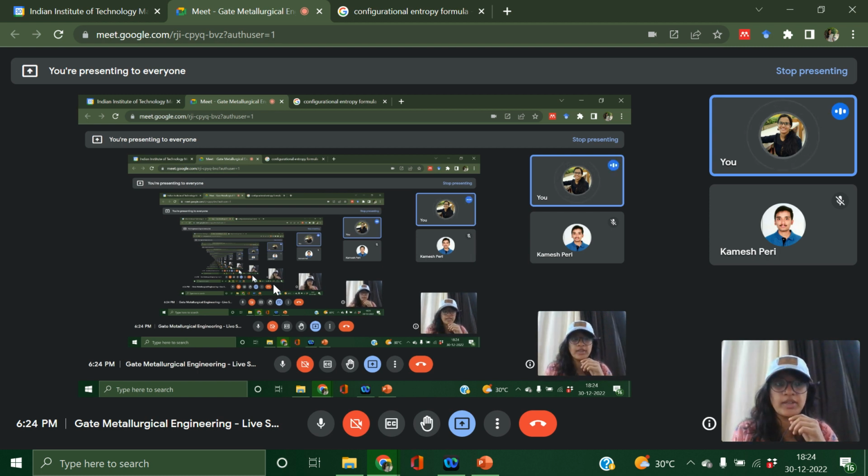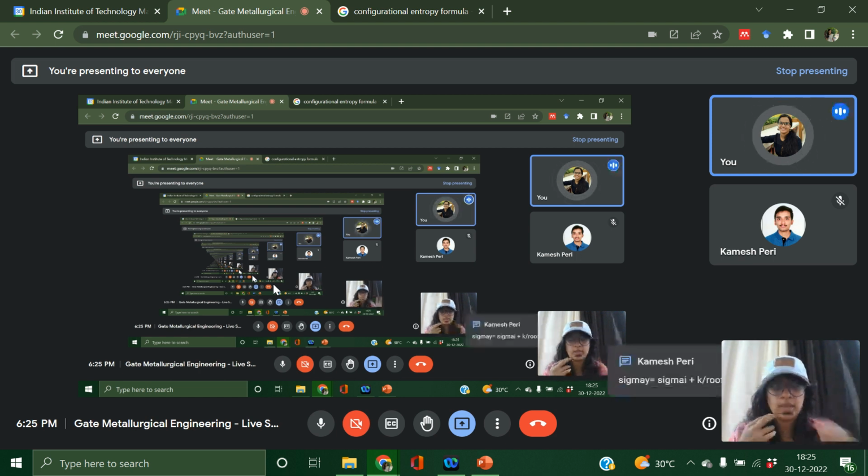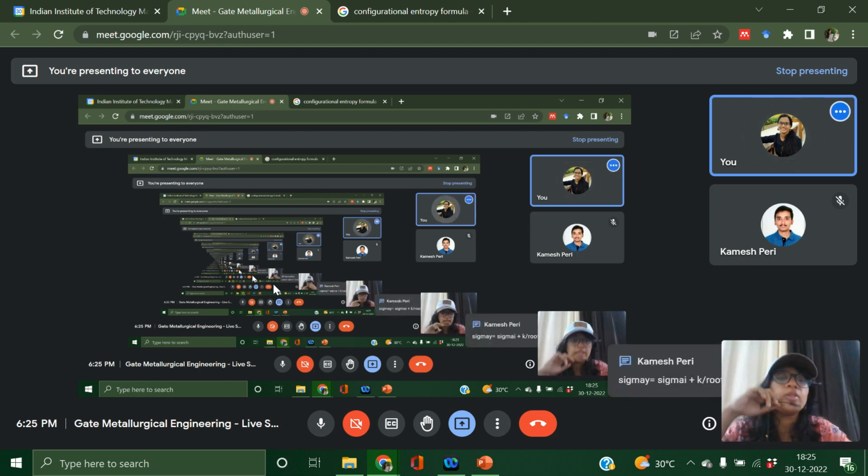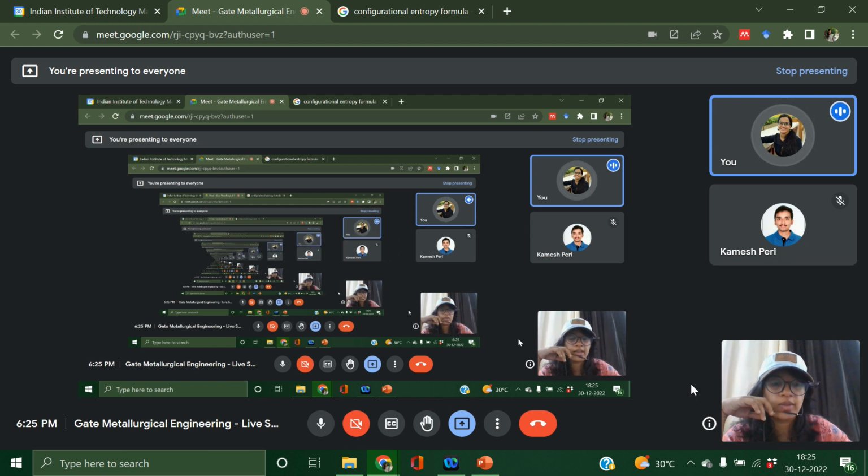One is the Hall-Petch equation, one is the ASTM grain size number. These are the two equations that we use to solve this particular question. Okay, sigma y is equal to sigma 0 plus k root d. That is correct. So what about ASTM grain size? Are you familiar with that part?